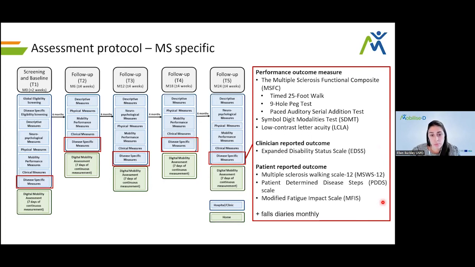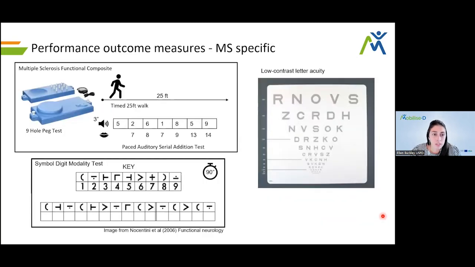And then we also have a few extra patient-reported outcomes for things that are important in this particular cohort. The MSWS, PDDS, and the MFIS as well, to gauge how the MS impacts their individual daily lives. And then, specific to this cohort, we ask patients to fill in falls diaries every month, and these are reviewed at every 6 months. The other cohorts do this slightly differently, but for us, we have our monthly falls diaries that we ask patients to complete regularly.